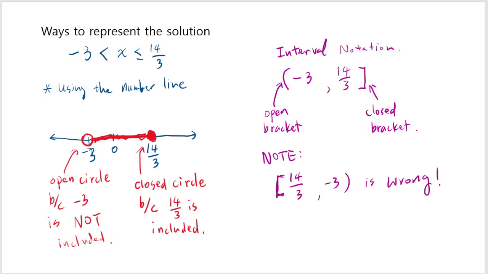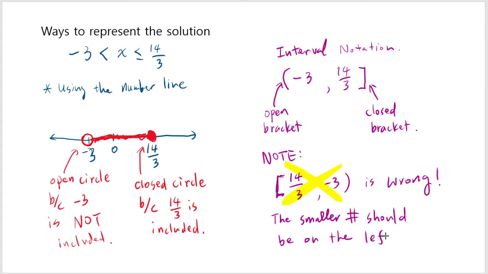You shouldn't do this, because the reason this is wrong is because 14 over 3 is bigger than negative 3. So when you have two numbers, two endpoints of an interval, the smaller number should always be on the left, or else it's considered wrong.